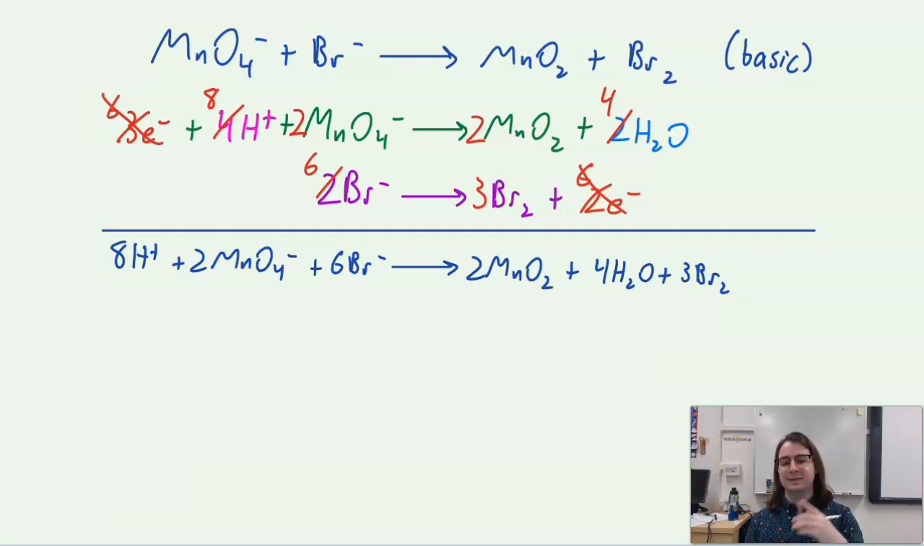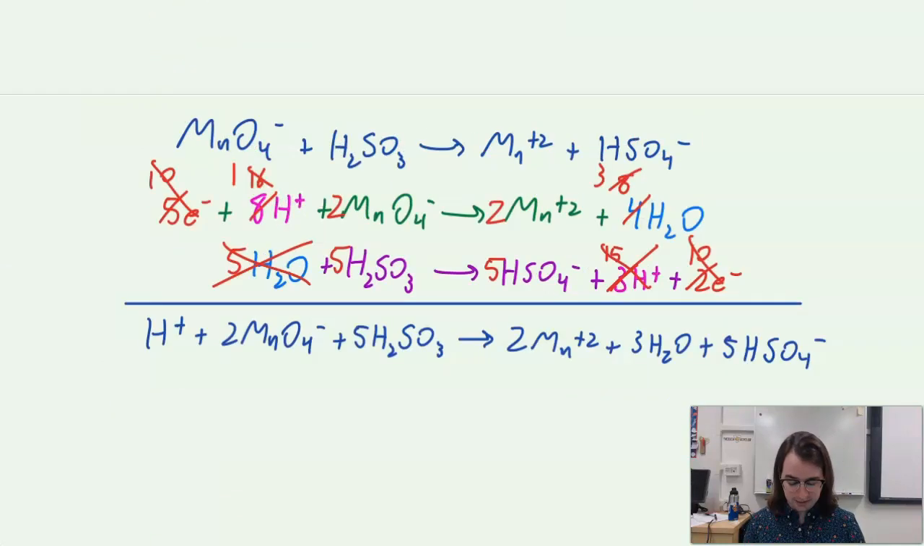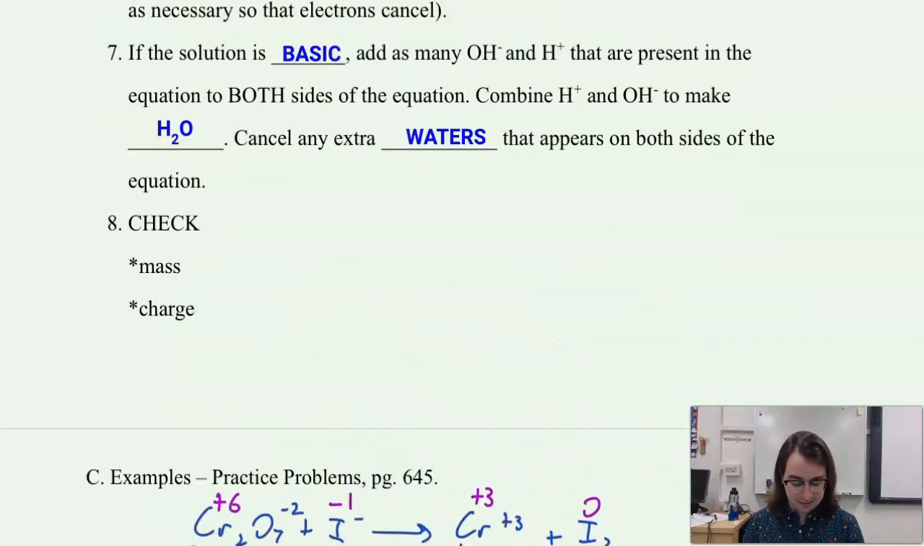But remember, this is in a basic solution. And it doesn't really make sense for a basic solution to have H+ ions in solution. Remember that basic solutions usually have OH-. So we have to fix this. If you look back at that number 7 in the rules, let's go back and look. It says if the solution is basic, add as many OH- and H+ that are present to equations to both sides of the equation. So we are going to add OH- to both sides of the equation.